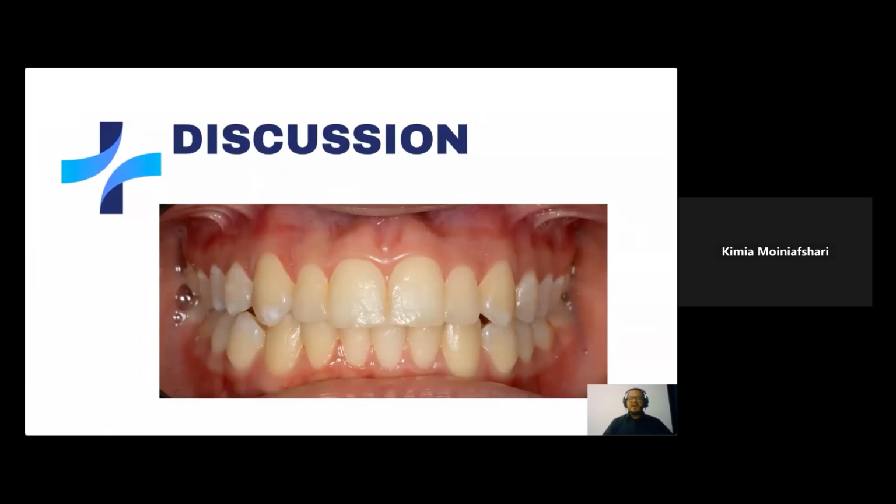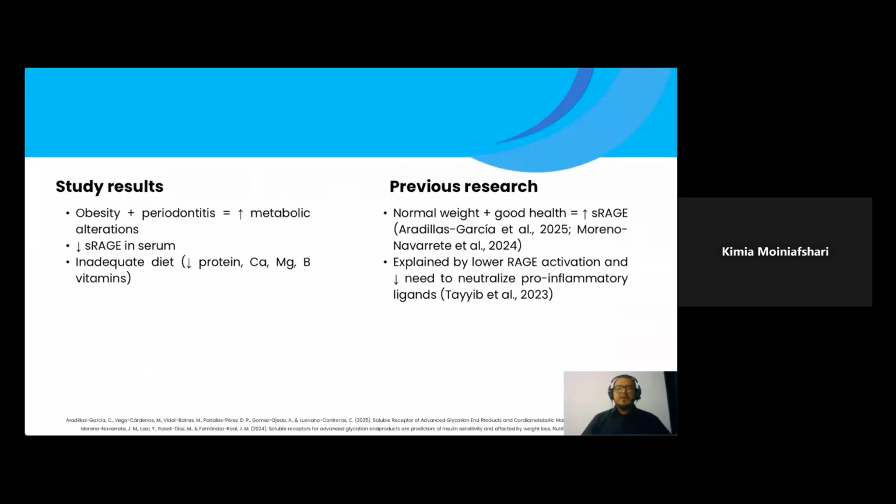Here, I briefly summarize how our findings align with previous research and what they mean in the broader context of obesity and periodontal inflammation. Previous studies have shown that obesity and periodontitis together lead to the greatest metabolic alteration, lower sRAGE, and inadequate dietary intake, especially low proteins, calcium, magnesium, and B vitamins. In contrast, normal weight individuals with good health tend to have higher sRAGE levels, explained by reduced RAGE activation and less exposure to pro-inflammatory ligands.